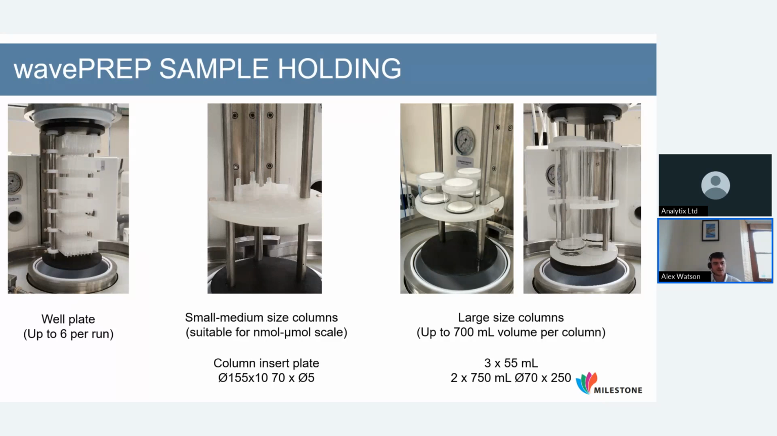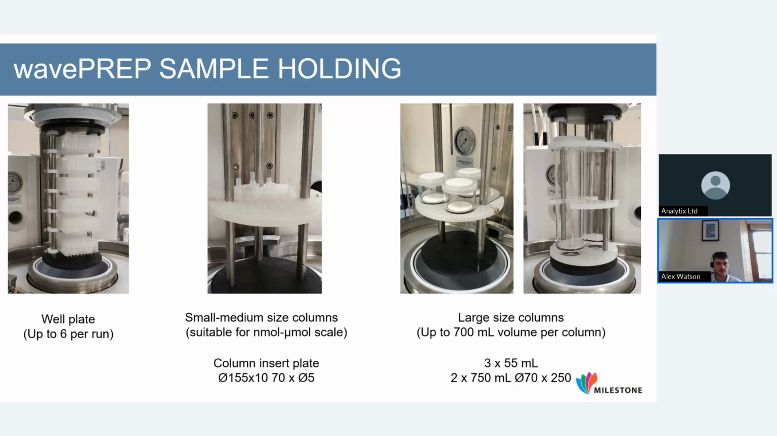We then have our small to medium sized columns here. So this is a PTFE insert plate with 70 positions, and you would insert the small to medium columns in these positions. That's perfect for the nanomole to micromole scale. We can then move to our larger solutions. So on the left here, we have our 55 mil position columns. And on the right, we have our largest 750 mil columns. So here you'd be inserting the resin manually into these large columns. And these large solutions allow us to work up to the millimole production scale. So we're working across the entire production scale.